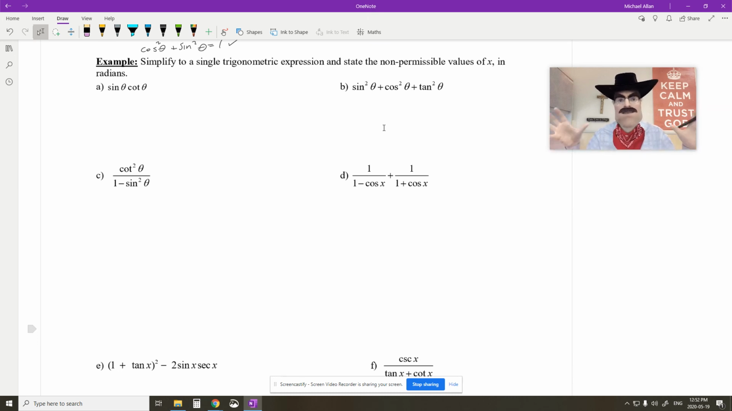To prove it, we just simplify it down to make it look the same. If they look the same, then we can prove it that way.